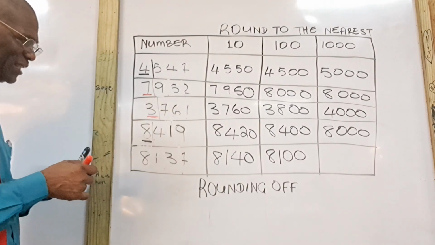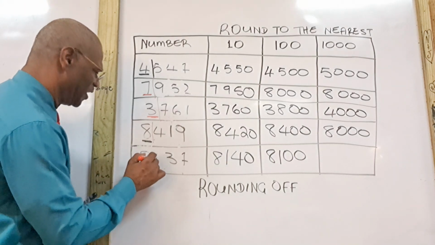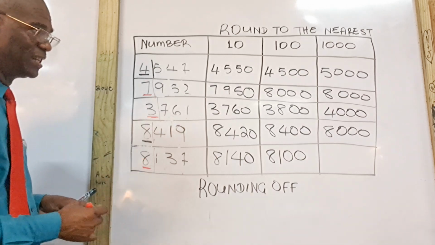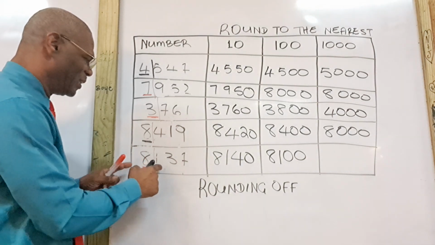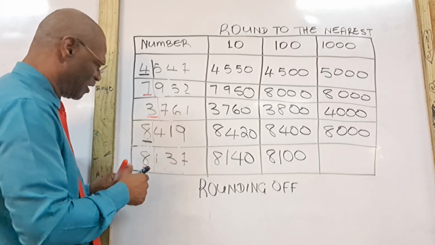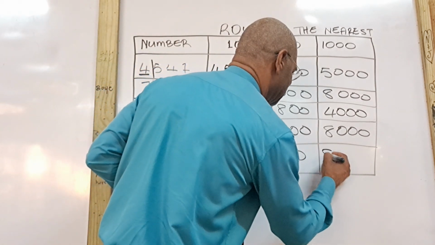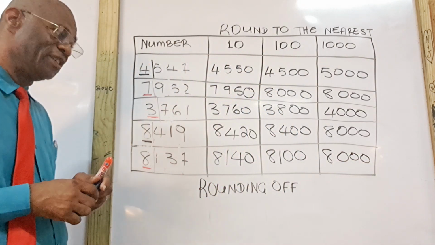Then for the other one we have 8,137. Now what digit is in the thousands place? 8. What digit comes immediately to the right of it? 1. Because it's less than 5, we are simply going to discard it and keep the 8. We replace all these digits with zeros. So that gives us 8,000.